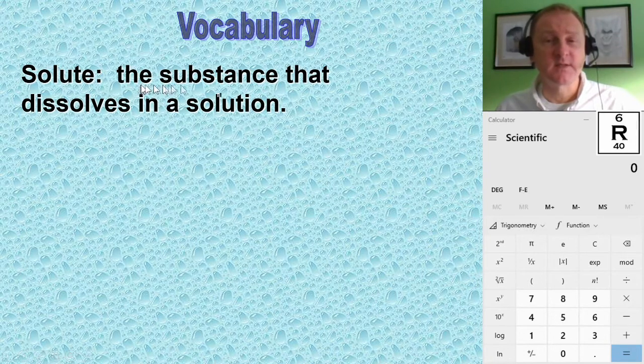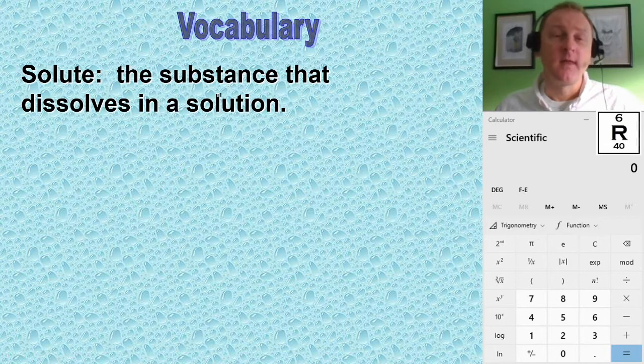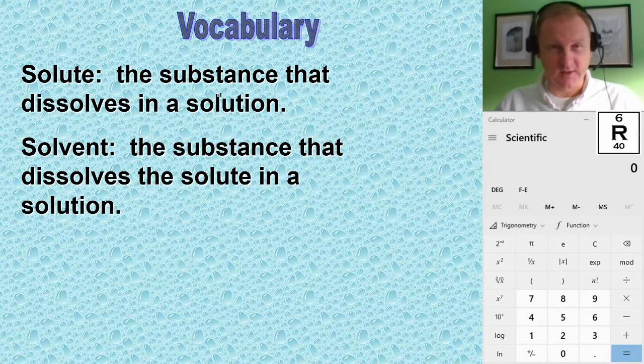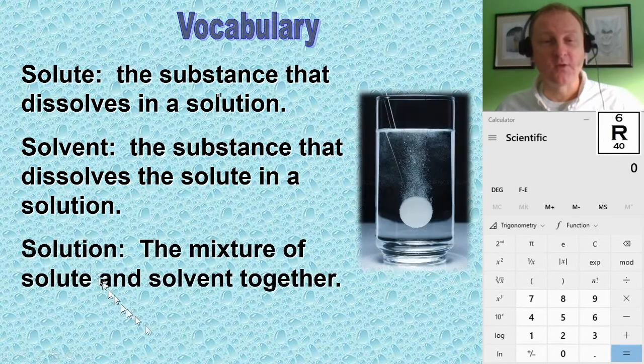A solute is a substance that dissolves in a solution. So when you put something in a solution and it dissolves, that thing you put in there is called a solute. The solvent is a substance that dissolves the solute. So the solvent is what is dissolving the solute. Basically, you have more solvent than you have solute. The thing you have a lot of is the solvent, and what's being dissolved into it is called the solute. And when you do that, you create a solution. So a solution is a mixture of solute and solvent together. Isn't that annoying? They all start with SOL.